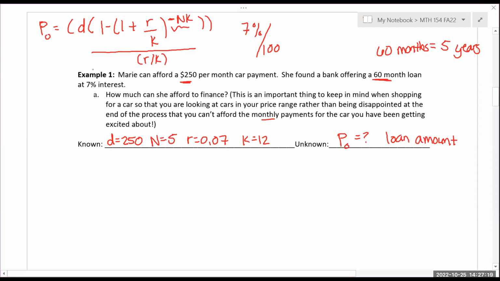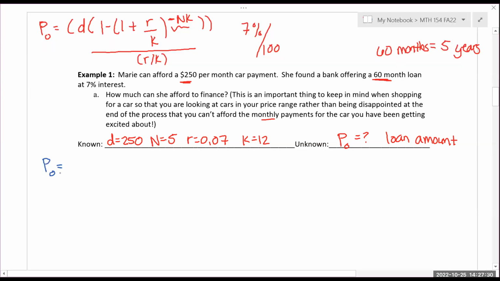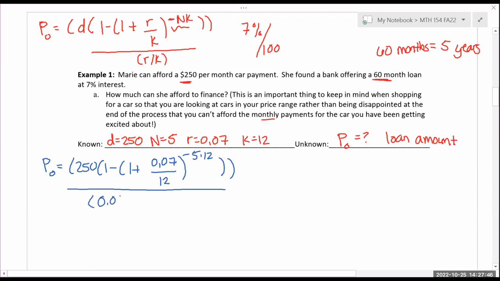All right, so we put all that in. I'm going to do P0. I'm going to use the same formula I had up top, and I'm just going to start filling in what I've marked. So P0 equals (250)(1 minus (1 plus r/k) to the negative nk), all divided by r over k. Okay. So then in terms of the calculator, let's grab that out.